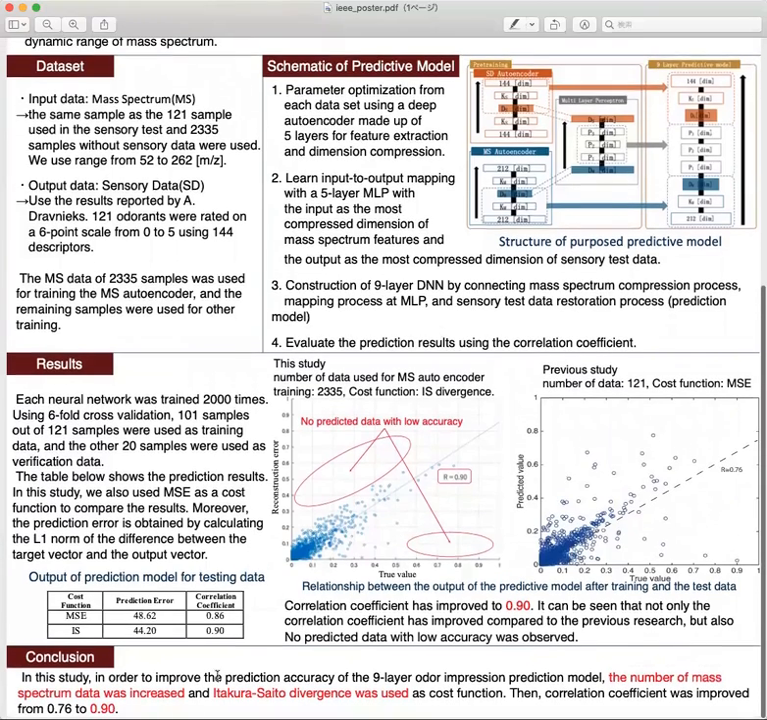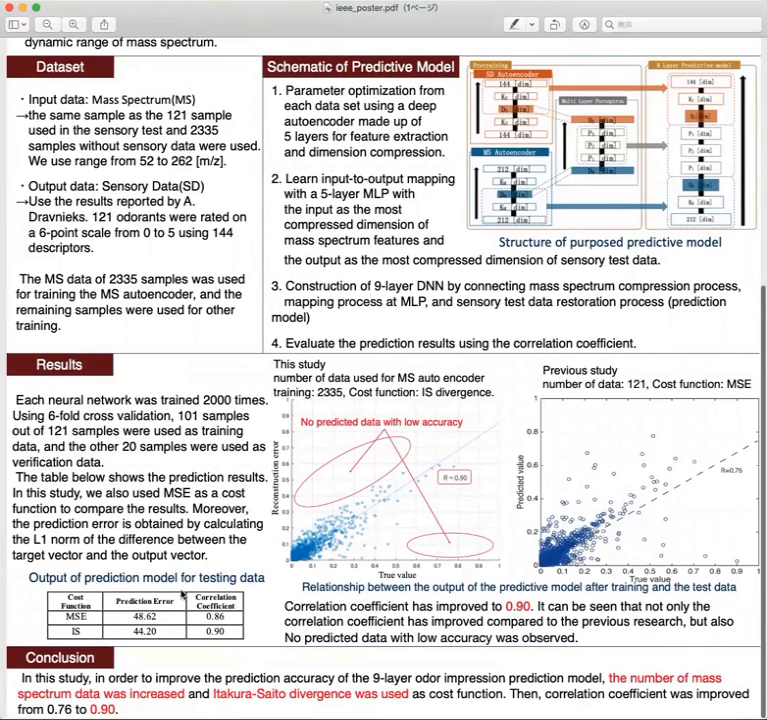About the results, the table shows the results when the dataset is increased and the result when the IS divergence is applied to the cost function. The upper row shows the case where the dataset is increased, and the lower row shows the case where the Itakura-Saito divergence is adopted. The correlation coefficient was 0.76 in the previous study, but it could be improved to 0.86 when the dataset was increased and to 0.90 by further applying IS.